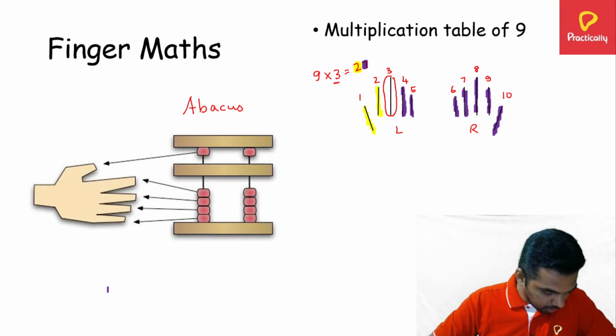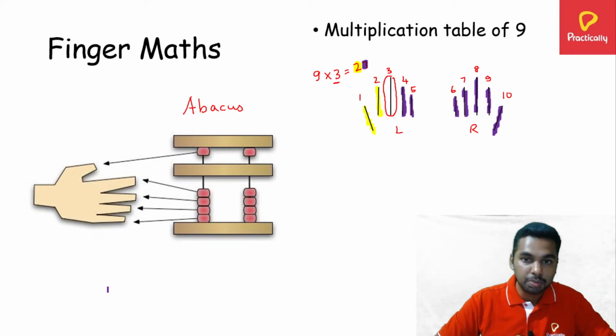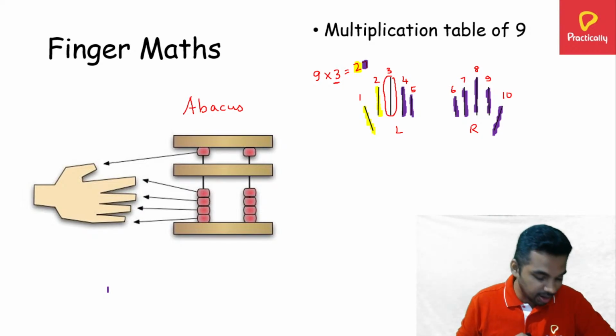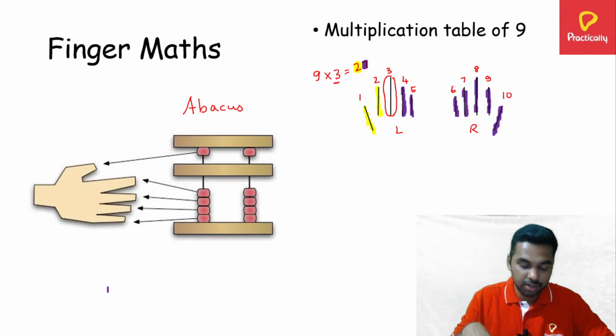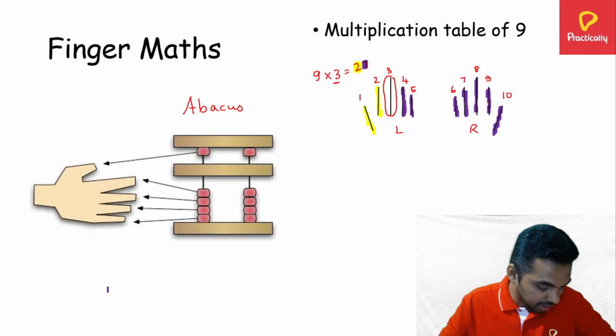Okay. So Rohan says, okay, the 9's multiplication table is easy to write because you can just write numbers from 9 to 1 in reverse order and 1 to 9 again in the reverse order, I guess.